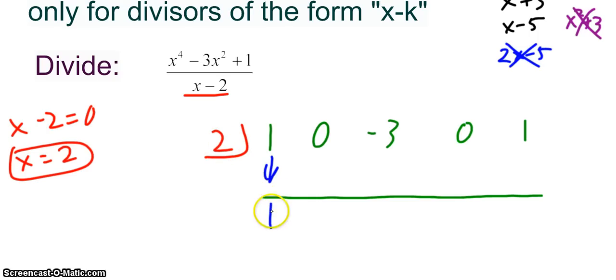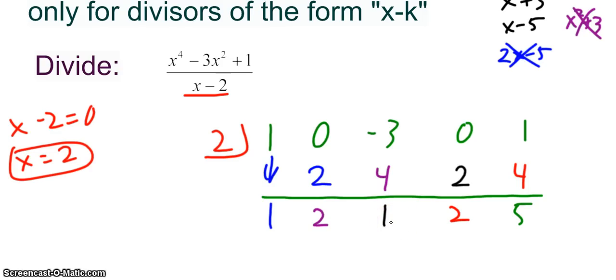Now I multiply. 2 times 1 is 2. Now I add. 0 plus 2 is 2. Now I multiply. 2 times 2 is 4. Now I add. Negative 3 plus 4 is 1. Now I multiply. 2 times 1 is 2. Now I add. 0 plus 2 is 2. And now I multiply. 2 times 2 is 4. And then I add again. 1 plus 4 is 5. Great. That was a lot of fun. Now what? Bring it on.